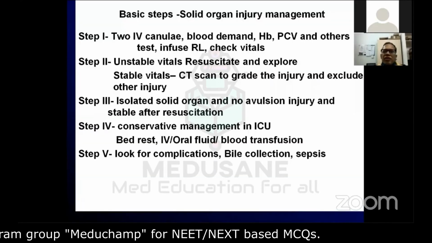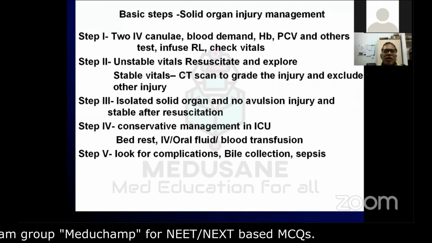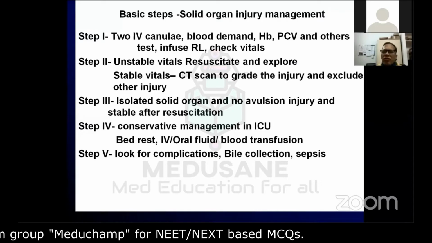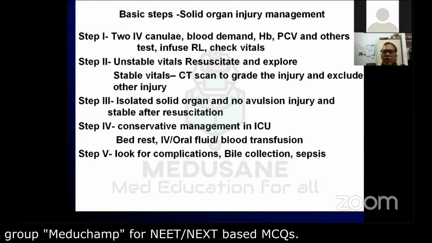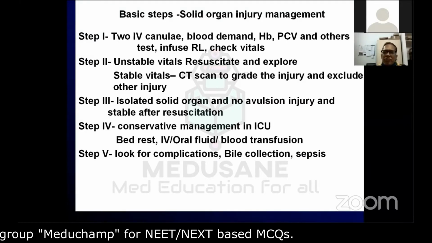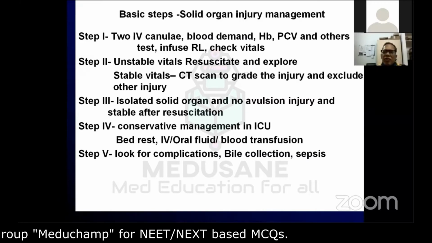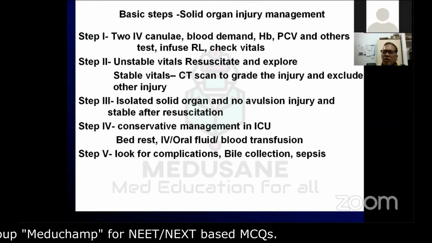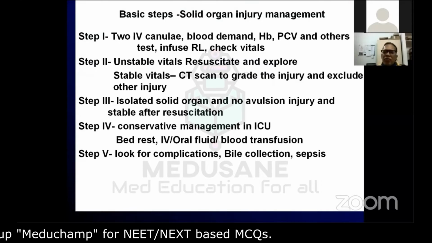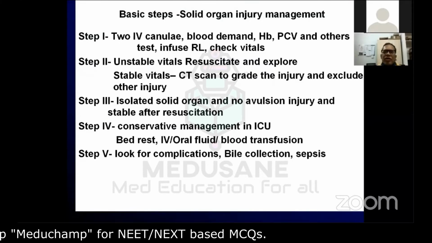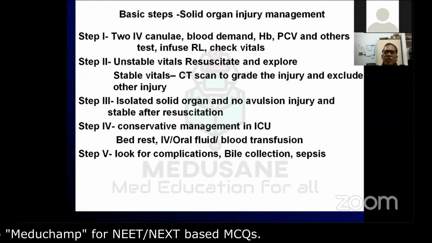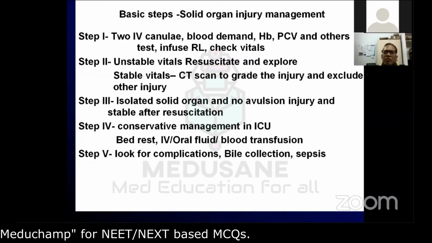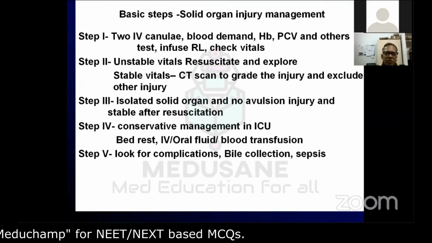The basic steps of solid organ injury management are: step 1, two IV cannulae to be connected to both the forearms if available, or else you have good IV venous access where you can give at least a liter of blood in 4-5 minutes. Demand blood as soon as you put the cannula. Hemoglobin, PCV, other tests, and infuse Ringer's lactate. What other tests? Because most of the patients may be diabetic or have other disease, so do all the possible tests which are possible in the hospital.